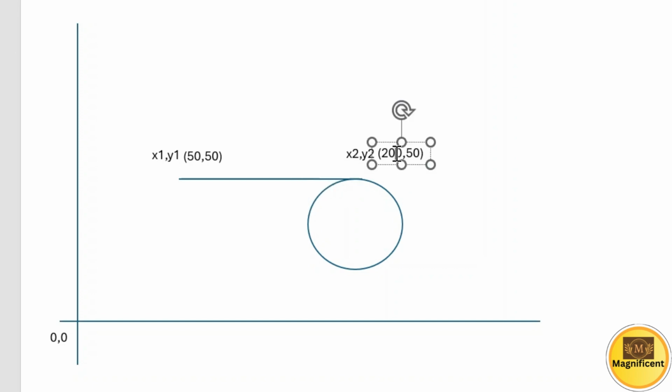So I will be writing these coordinates here. This is going to be 150, and for the y-axis it is touching this line, so it is already 50. So this is x and y.